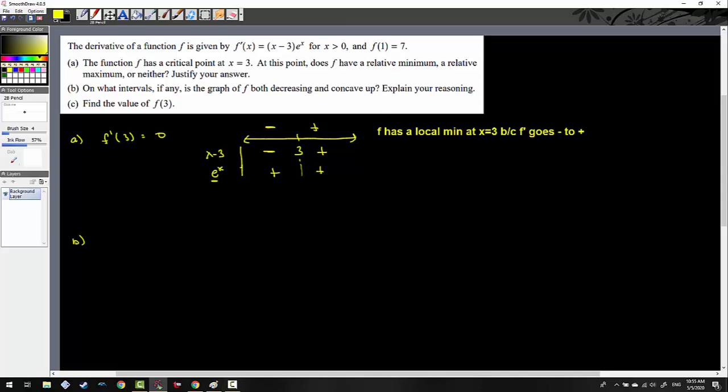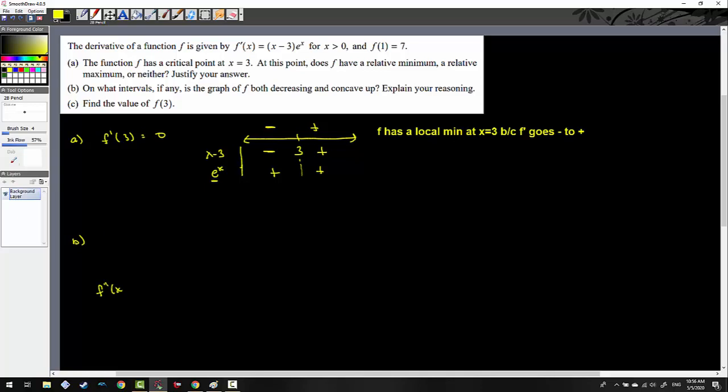In part B, it says, on what intervals, if any, is the graph of f both decreasing and concave up? Explain your reasoning. Okay. So I'm going to go find the second derivative of this. I'm going to move this down just a little bit because I want to compare something here.